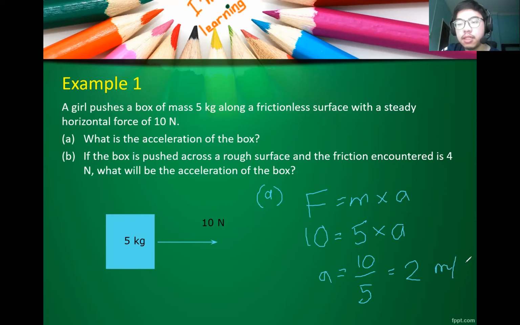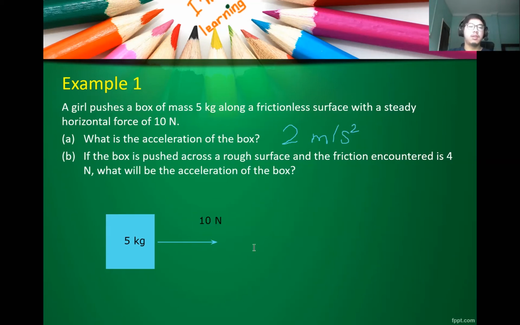meters per second square. So don't forget to write down the formula, because writing down formulas is important in physics. So that is the acceleration when you are pushing this box with a force of 10 newtons on a frictionless surface. So let's just write that down here. The answer here is 10 meters per second square.